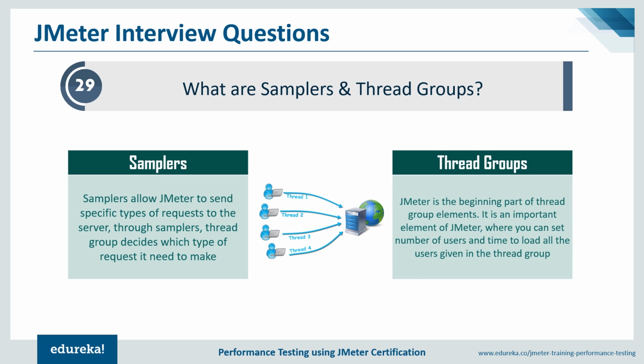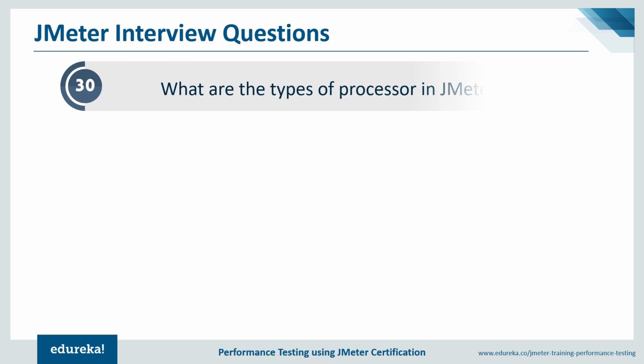JMeter is basically the beginning part of thread group elements. It is an important element of JMeter where you can set the number of users and the time to load all the users given in the thread group. So basically, using the samplers we have our HTTP or HTTPS request that we want to send, and using the thread group we specify the number of users that are present in the thread, or the number of users that are performing the testing.